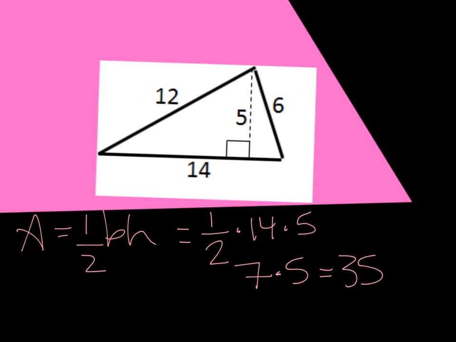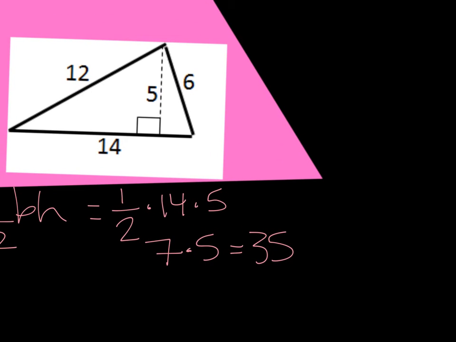Now, because we don't have a unit on this, we would put units squared. So that way we still know these are square units, okay? They're not linear, they are squared units.